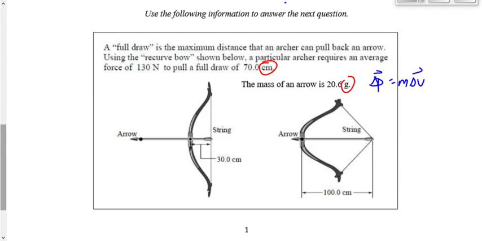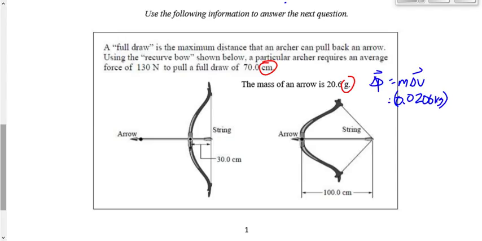If your gut was to try F times t, try it. And if you can't make it work, then try the other one. You're not wrong by trying the other one because they're both valid. I know what mass is here. The mass here is 0.0206 kilograms. But what's delta v? Well, vi is 0. vf is, I don't know. I've got to figure out what vf is.